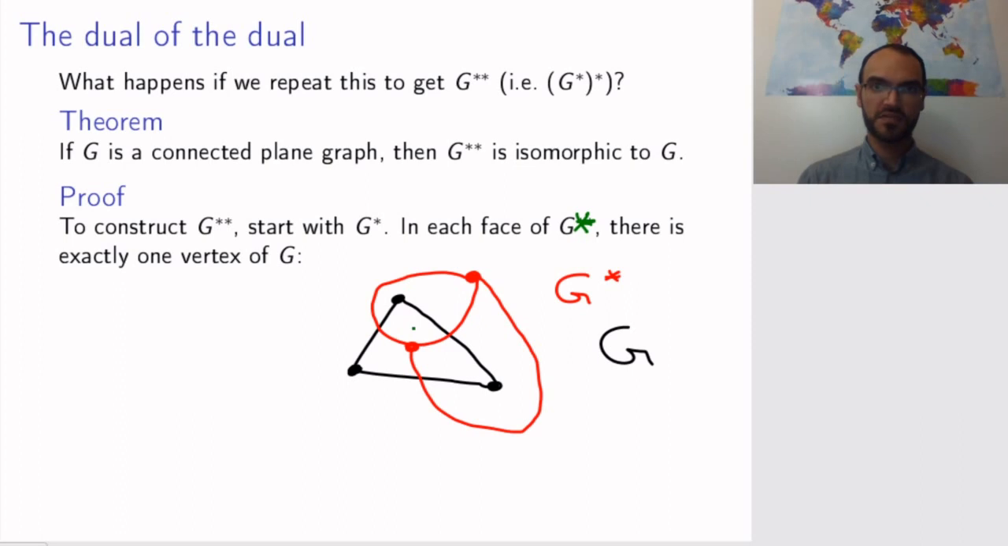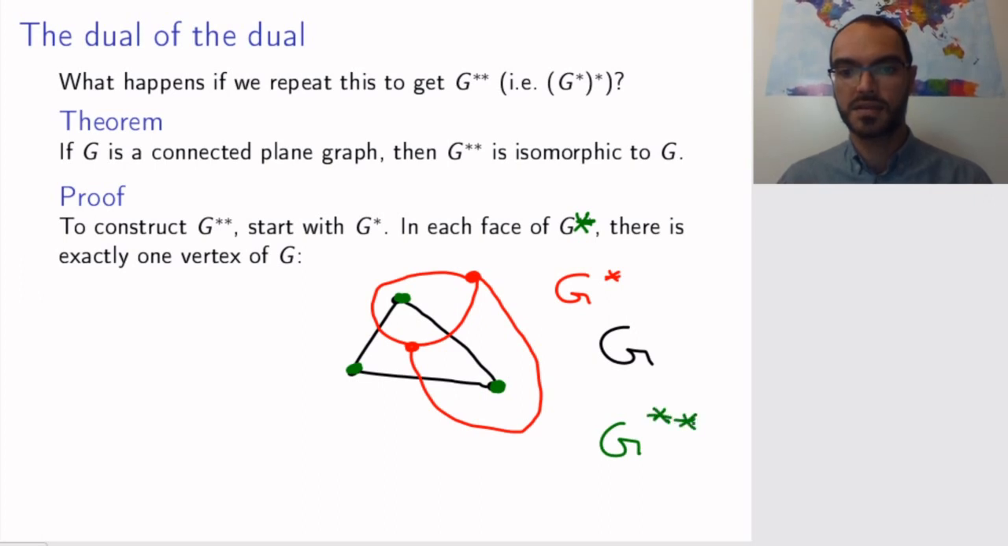And there cannot be more, because from the previous slide, we know that the number of vertices of G equals the number of faces of G star. So if there is at least one, there has to be exactly one. So I can pick the vertices of G as my vertices of G star star. And then by construction of the edges of G star, there is exactly one edge of G star crossing each edge of G and no other edge. So conversely, there is exactly one edge of G crossing each unique edge of G star. And I can take this edge as my edge of G star star.